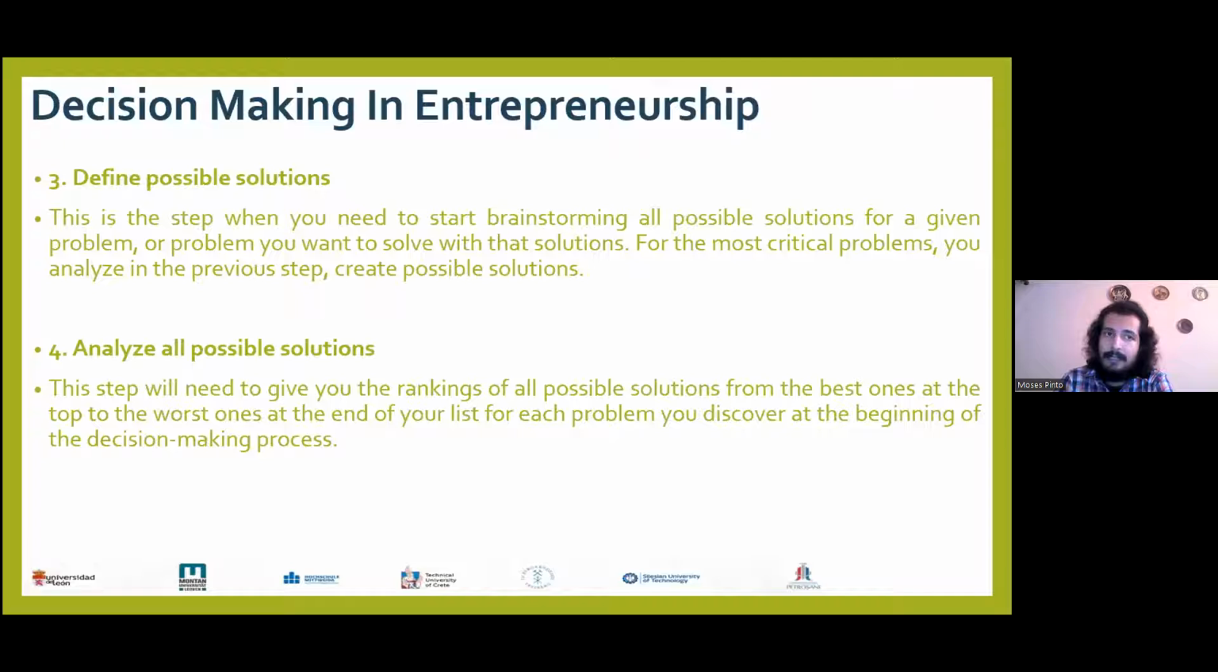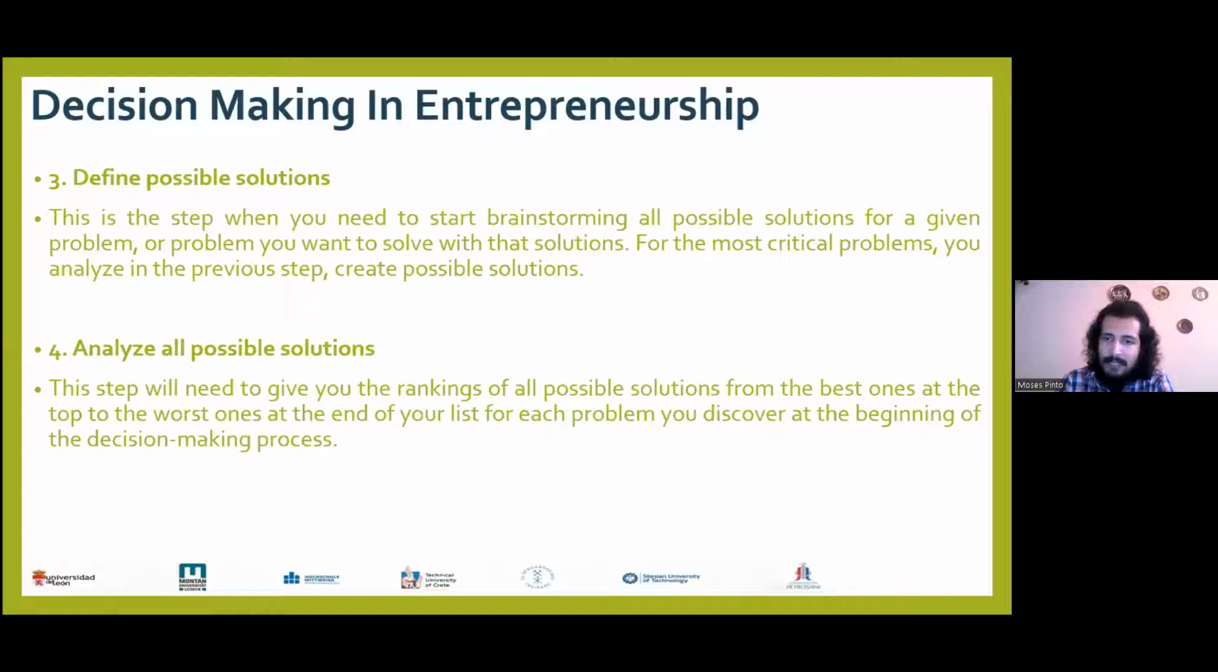The next thing to do is to analyze all the possible solutions. In this step, you will need to give the rankings of all possible solutions from the best ones at the top to the worst ones at the end. Now, I'm not meaning the worst ones, but rather the less efficient ones would need to be placed at the bottom of the list, with regard to each problem that is discovered at the beginning of the decision-making process.